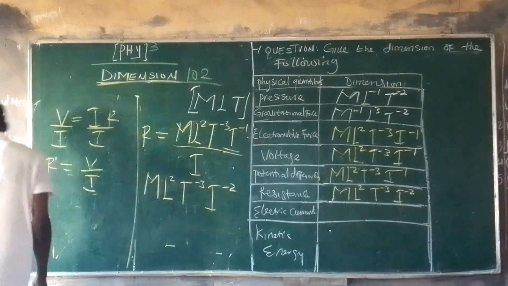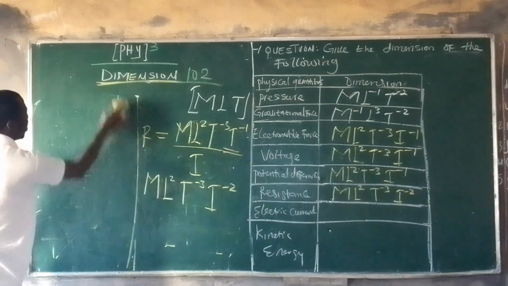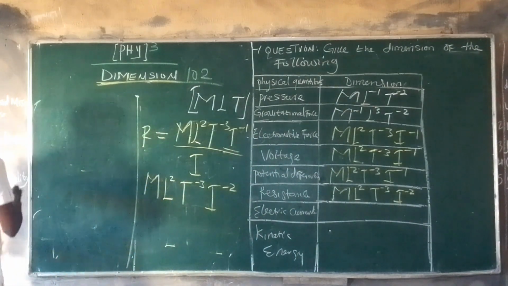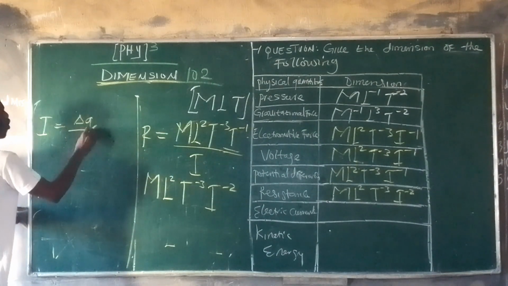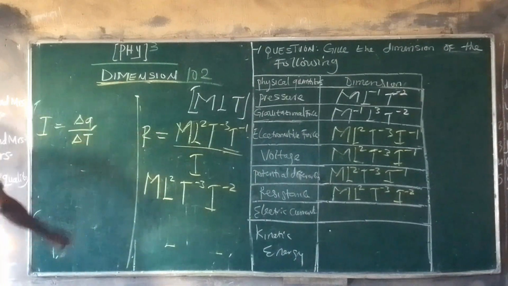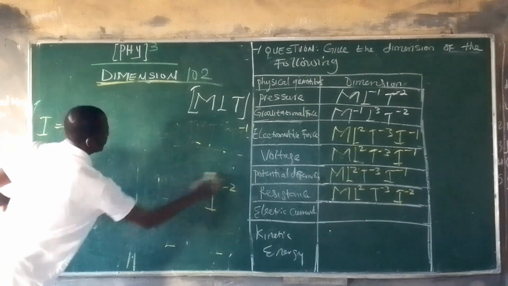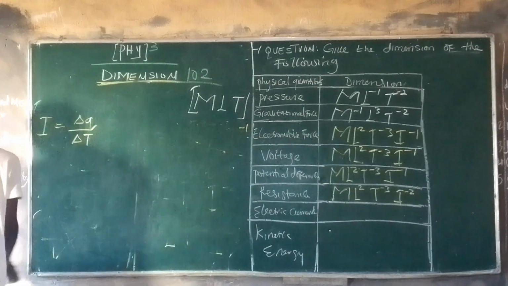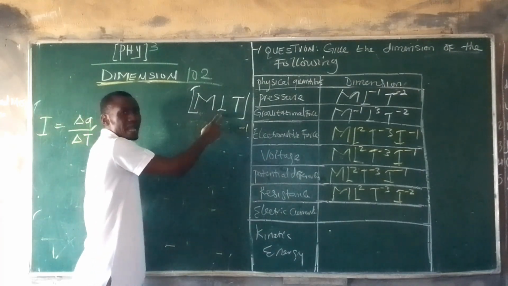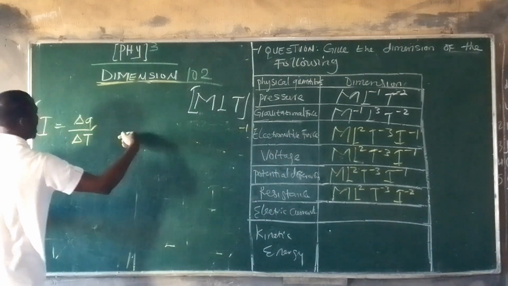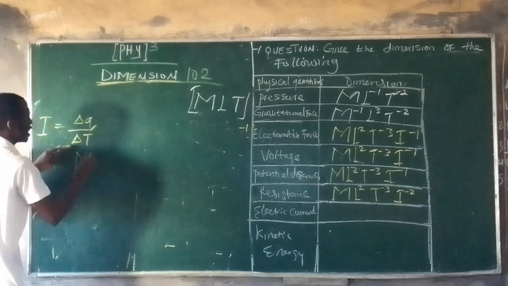So the next thing is electric current. How do we find the dimension for electric current? Well, electric current, which is I, is equal to a change in charge over a change in time. If you look at this formula, our aim in dimension is to represent the physical quantities in the base of mass, length, and time. Do we have anything like mass in this formula? The answer is no. So mass is 0.